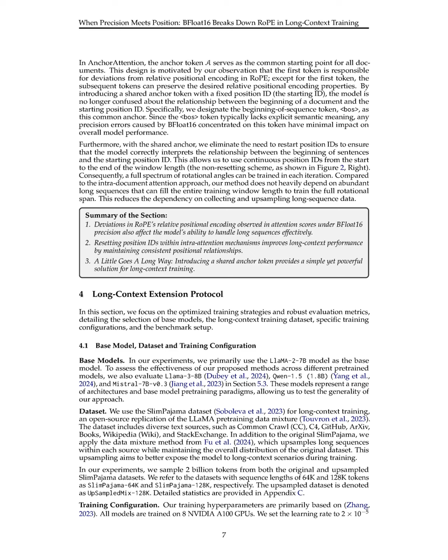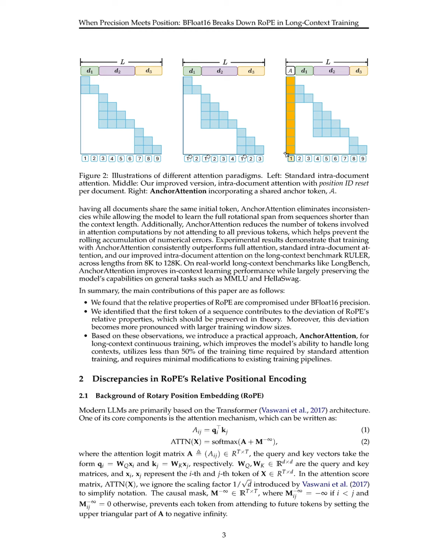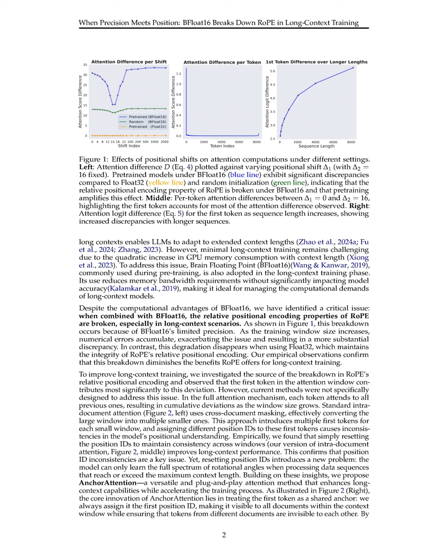By treating the first token as a common anchor, AnchorAttention eliminates inconsistencies in positional understanding across different documents, allowing the model to maintain a consistent relationship between the beginning of each document and the starting position ID. Additionally, this method reduces the number of tokens involved in attention computations, preventing the accumulation of numerical errors that arise from attending to all previous tokens. Consequently, AnchorAttention enables the model to learn the full spectrum of rotational angles even when processing sequences shorter than the maximum context length, thus enhancing long context training efficiency while mitigating the precision issues associated with BFloat16.